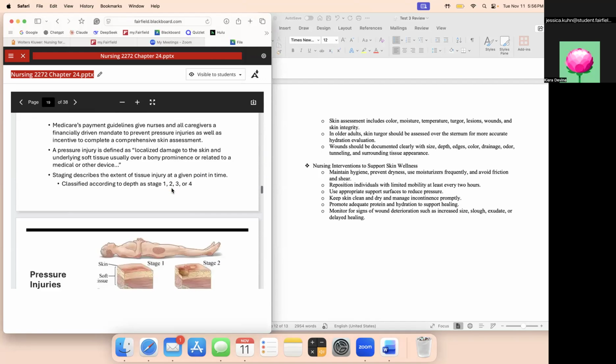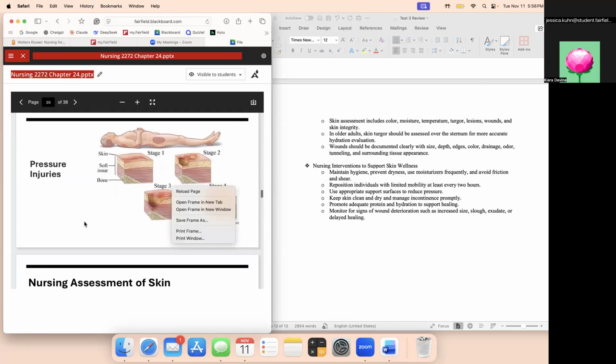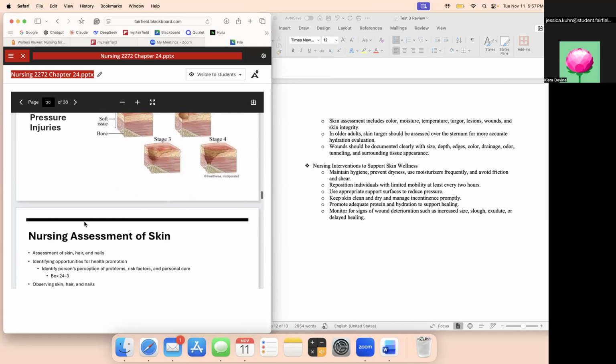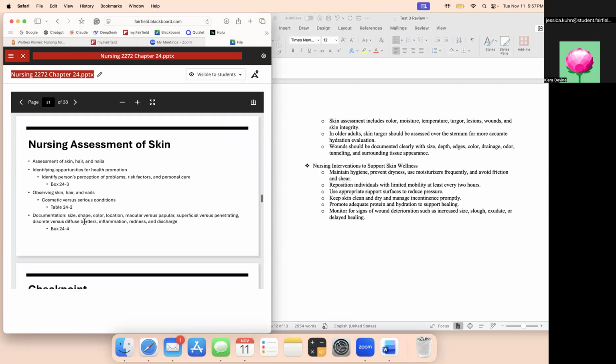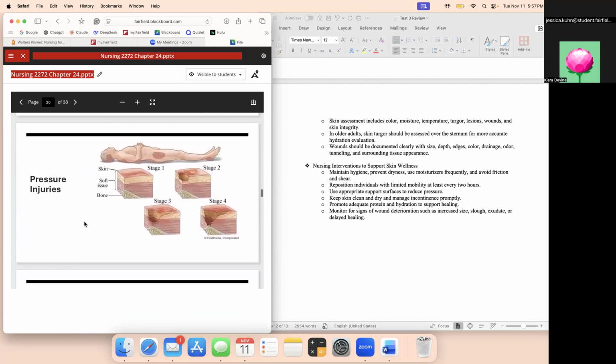I'm sure she covers it. Stage one is just the epidermis. Stage two is going to include the dermis. Stage three goes into those underlying tissues, and stage four goes all the way to the bone. There's also the two other ones. I think it's unstageable and a deep pressure wound.